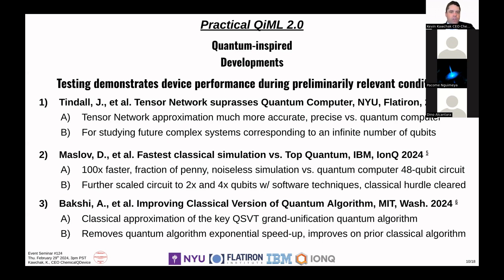So this third slide in this series is basically preliminarily relevant conditions. This first paper is basically a tensor network. I previously reviewed this one, but it's one of those you see in the headlines. It's the NYU Flatiron Institute this year. And again, early this year, especially for tensor networks, we're seeing the results. They're saying much more accurate and precise than a quantum computer or any other classical network before, and it's for studying future complex systems corresponding to an infinite number of qubits.